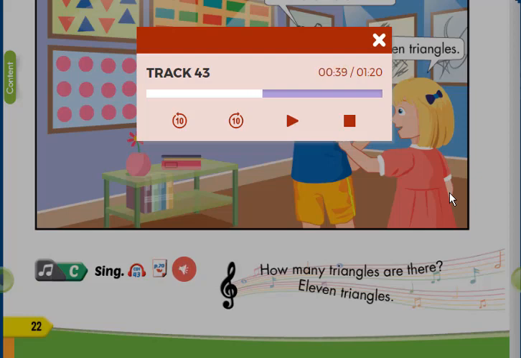How many rectangles are there? 13 rectangles. How many pencils are there? 14 pencils. How many squares are there? 15 squares.